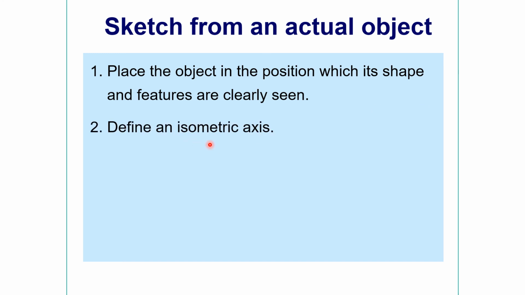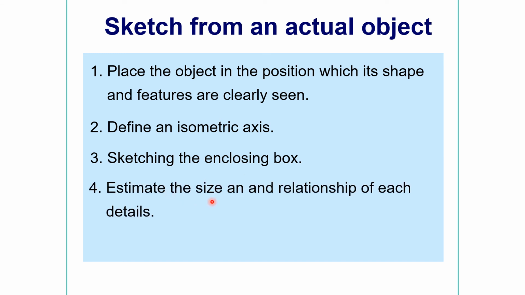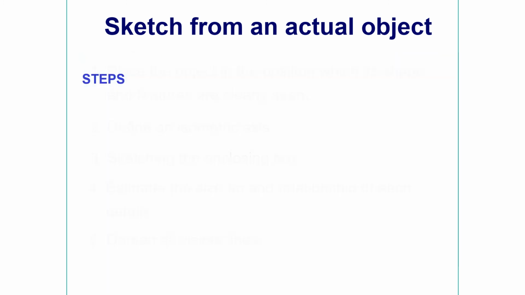Second, define the isometric axis. Whether you want to use the isometric, reverse or long axis, define an isometric axis. Third, sketch the enclosing box, meaning the isometric box. Then estimate the size of each element and its relationship with each detail. Finally, darken all visible lines. I will discuss these steps one by one for isometric drawing.